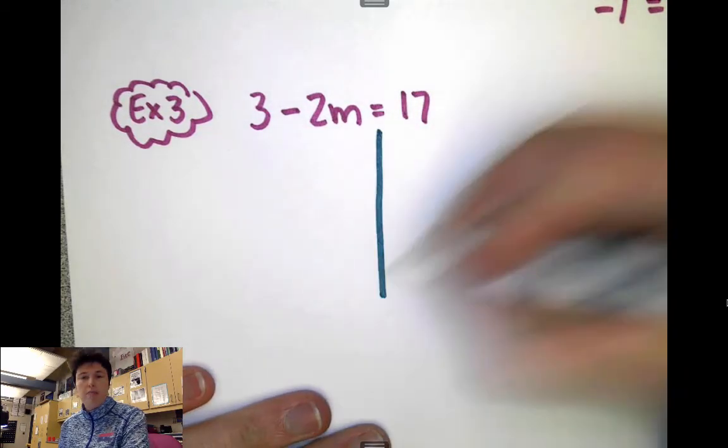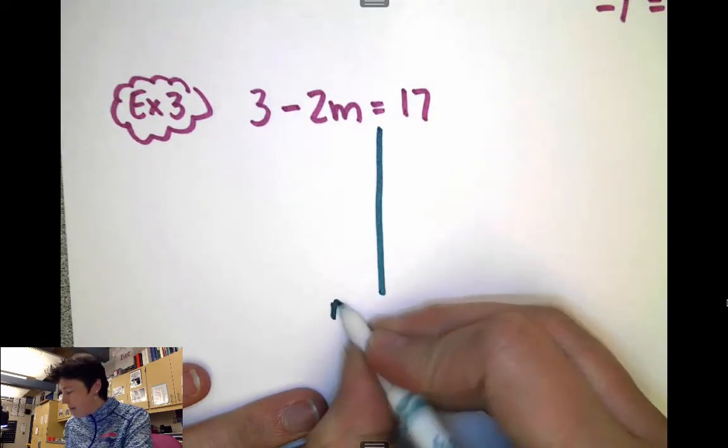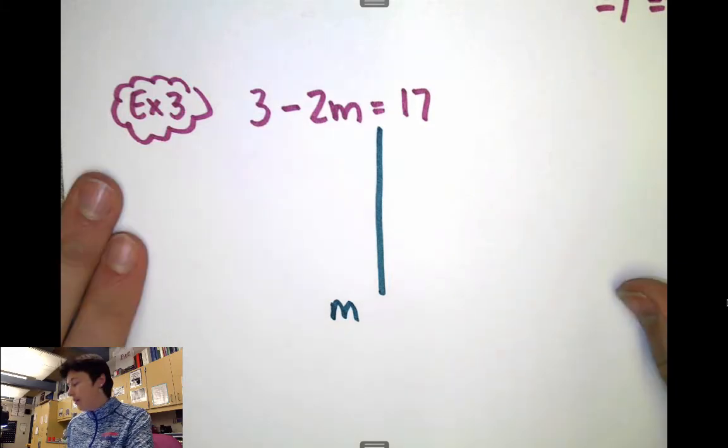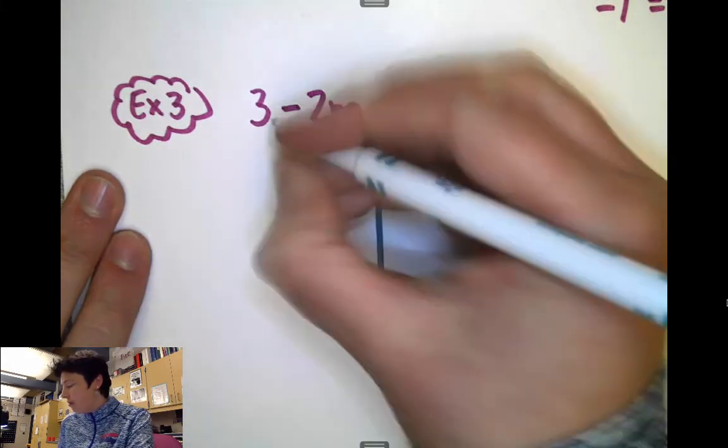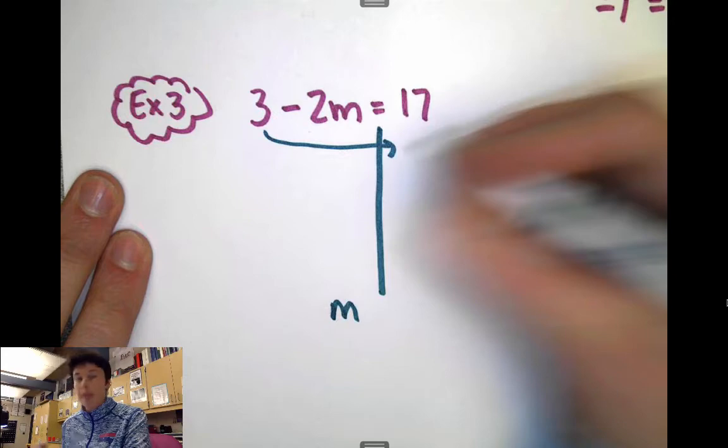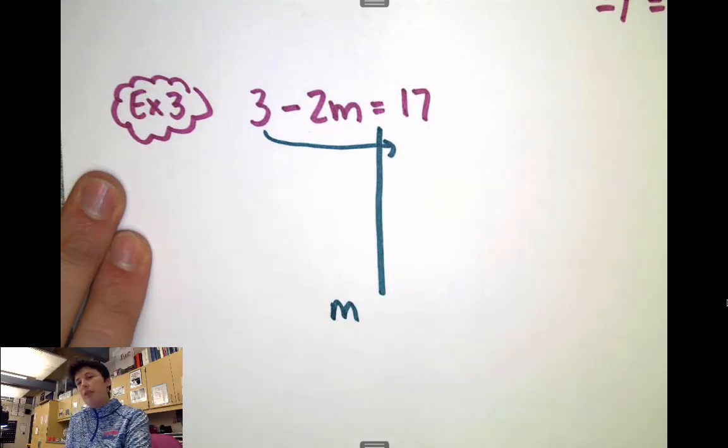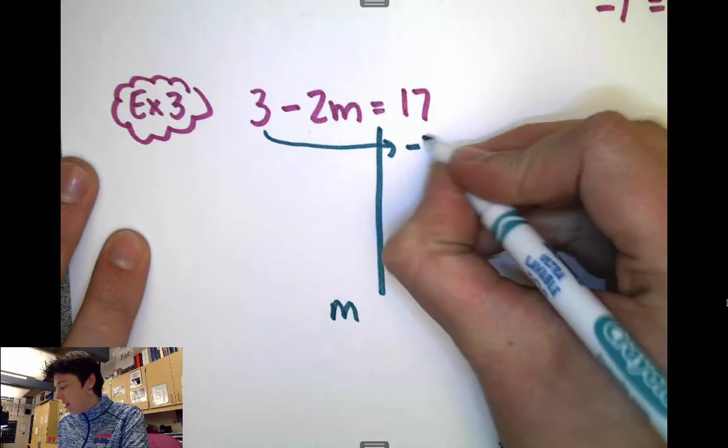So I'm going to put my line down the middle. I want to solve for m, so I've got to get m by itself. I see the 3 and the 2. I'm going to move the 3 first. It's a positive 3, so it's going to flip to a negative 3.